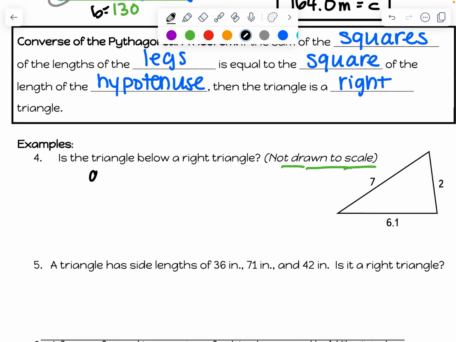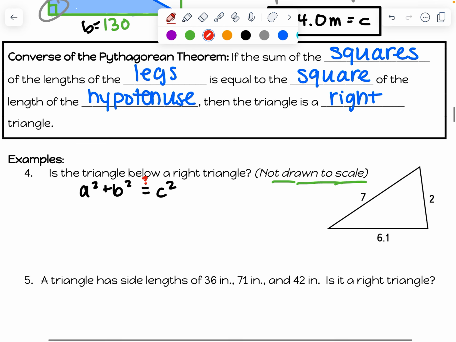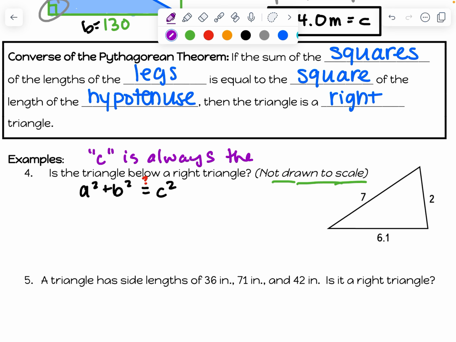So we're still going to be using this idea of a squared plus b squared and c squared. But this time we don't know if the squares of the legs are equal to the square of the hypotenuse. We're checking to see. But here's where that gets kind of weird, because we don't really technically have a hypotenuse here. There's no right angle that can help us find the hypotenuse. So to figure out which number is c, the hypotenuse is always the longest side of the right triangle. So if there is a hypotenuse here, it's going to be the longest side.